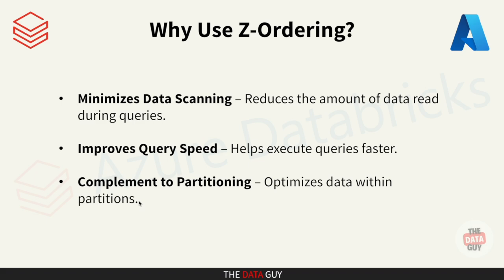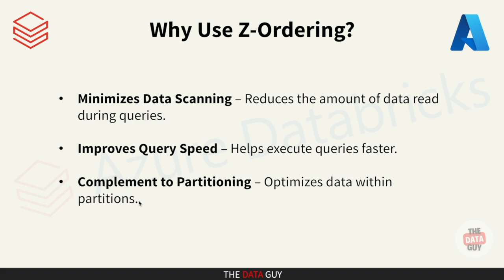So why use Z ordering? To minimize data scanning. It reduces the amount of data read during queries by co-locating data that is often queried together, particularly effective for range-based and multi-column queries. For example, if you query on date and customer ID, Z ordering on these columns will make data for specific dates and customers more localized.